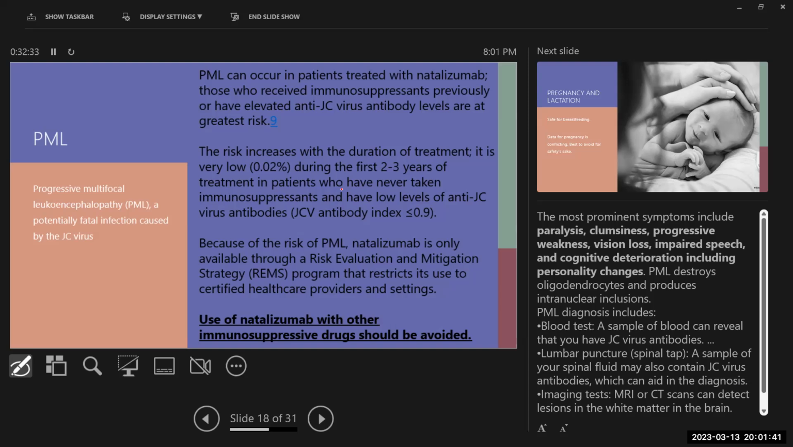Because of that risk, you have to watch patients on natalizumab. And you cannot give them any other immunosuppressive drugs. That is a must. That is a must. The prominent symptoms of PML are paralysis, clumsiness, progressive weakness, vision loss, impaired speech, cognitive deterioration, and personality changes.